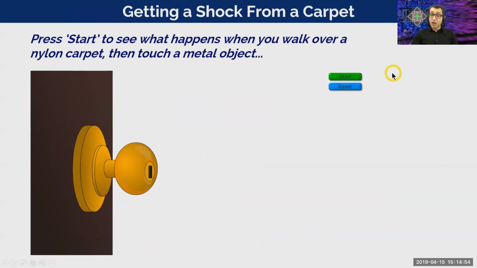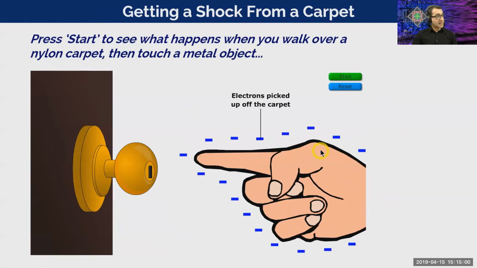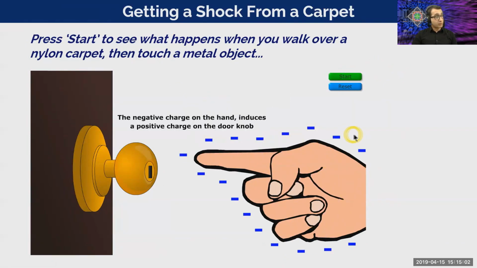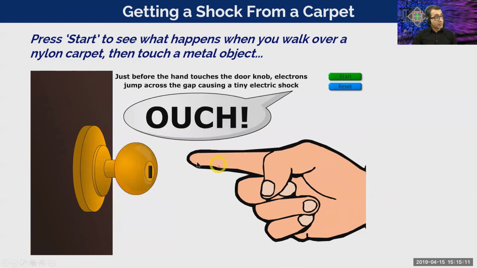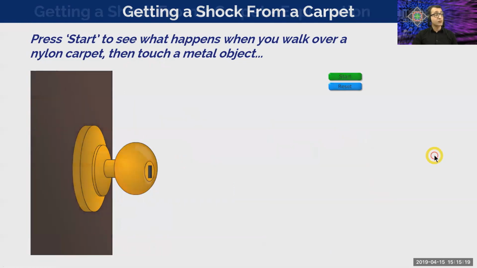So, getting a shock from a carpet, something that probably you've all experienced. If we imagine we have a metal door handle here, and somebody brings along a negatively charged hand, which has picked up a static charge from the soles of their feet or shoes rubbing against the carpet, we bring the fingertip towards here, and the negatively charged electrons will jump across the gap, and you will experience this as a tiny electric shock.